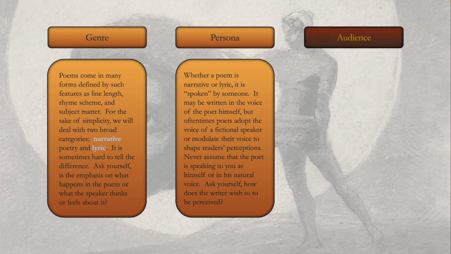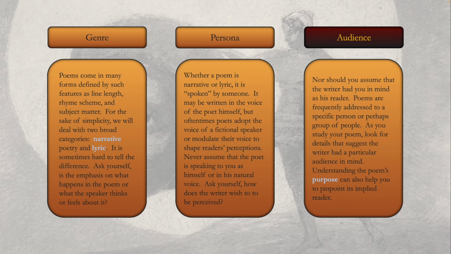Now, finally, we'll talk about audience. Nor should you assume that the writer had you specifically in mind as his reader. Poems are frequently addressed to a specific person, or perhaps a group of people, particularly if it's an older poem. As you study your poem, look for details that suggest the writer had a particular audience in mind. Understanding the poem's purpose can also help you to pinpoint its implied audience. And I highlighted purpose there. We're going to talk about that next.